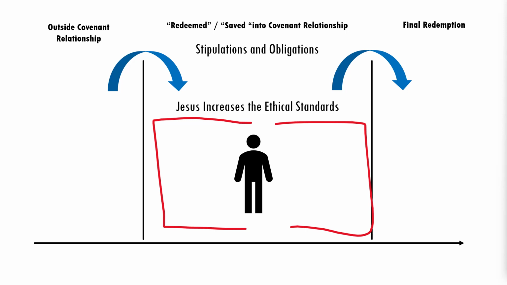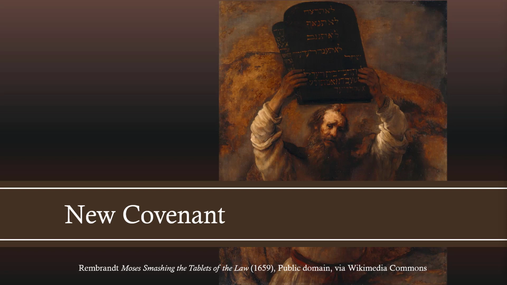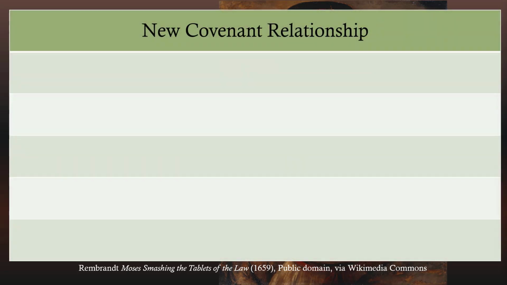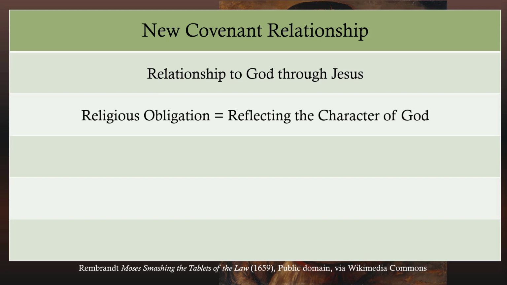Okay, so our new covenant, number 4 on your sheet, even though it's number 5 here tonight, let's go through this real quick. When we get to the new covenant, it's a relationship with God through Jesus now. He's the covenant ratifier. Our religious obligation, then, Jesus wants us to move the focus. Focus on reflecting the character of God. And so you want to transform in that matter and not worry so much about all of the outside stuff. So Jesus actually makes it a higher ethical standard than what was before.